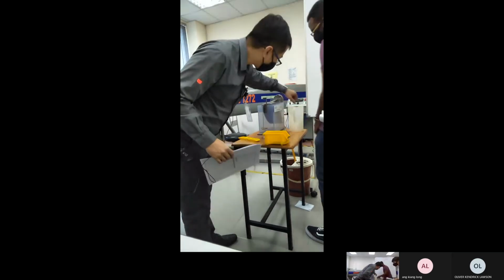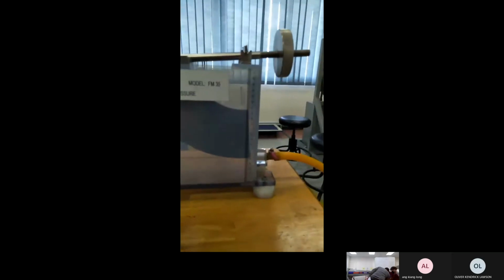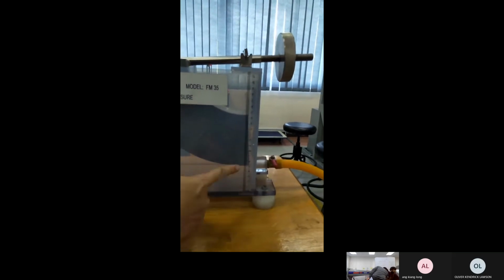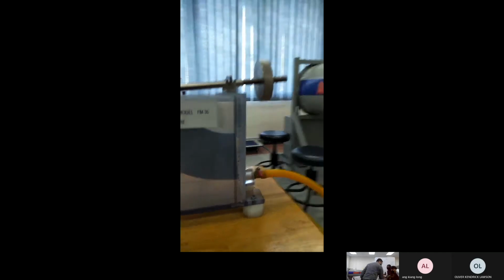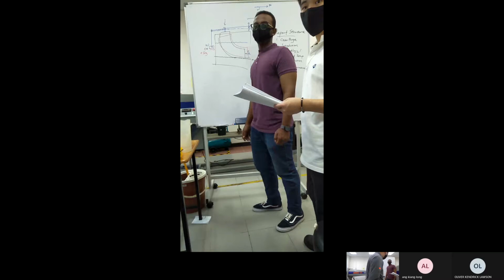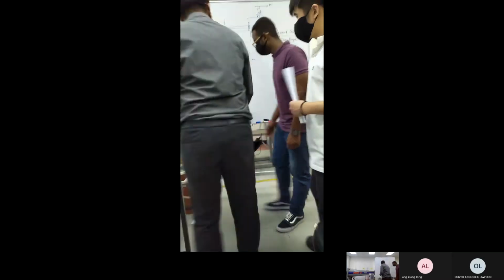So actually there is a ruler over here. There's nothing there. So, there is a ruler over here. This is from the bottom to the level of water. Okay. There's a purpose why I mentioned this one, because it will make it easy for you later. Let me show you that.